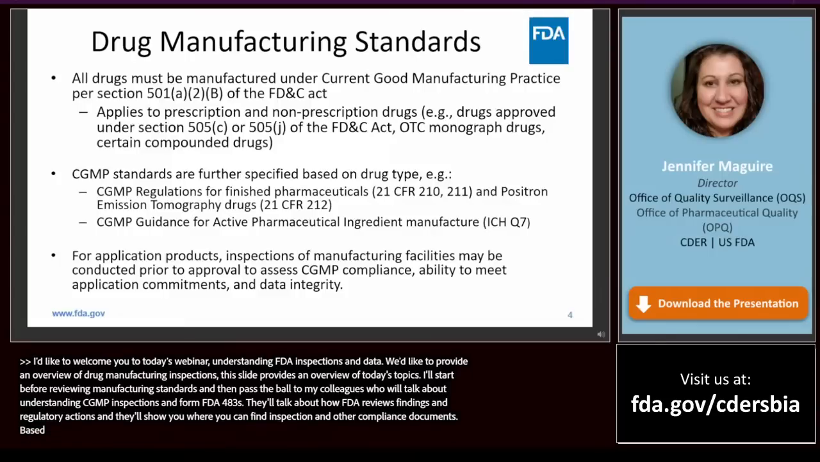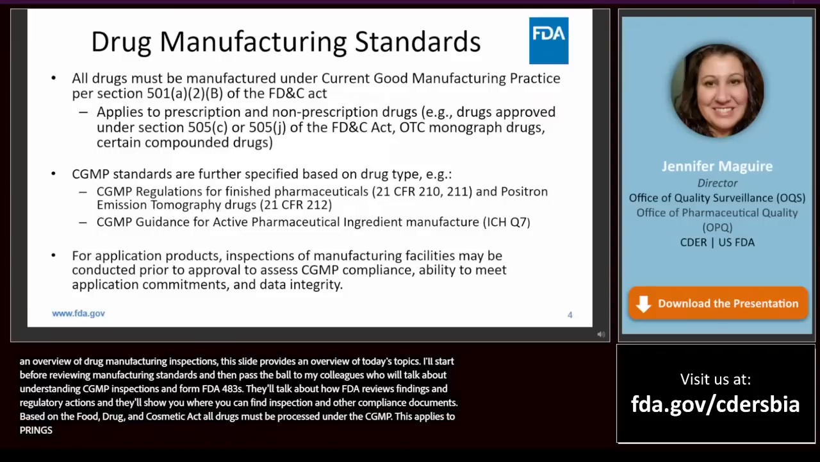Based on the Food, Drug, and Cosmetic Act, all drugs must be manufactured under Current Good Manufacturing Practice, or CGMP. This applies to both prescription and non-prescription drugs. So for example, drugs that are approved in an application, over-the-counter monograph drugs, and some compounded drugs.